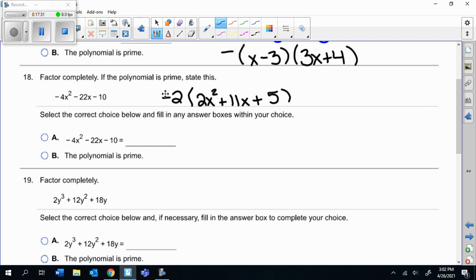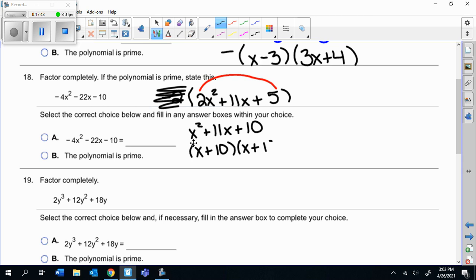So slip and slide, ignore this. Oh, I can't really erase that. Okay, we'll ignore that temporarily. Multiply through here. So x squared plus 11x plus 10 becomes x plus 10, x plus 1. And now we're going to divide by 2, divide by 2. And I'm going to rewrite that negative 2. 10 divided by 2 is x plus 5. And 1 divided by 2 is 2x plus 1.